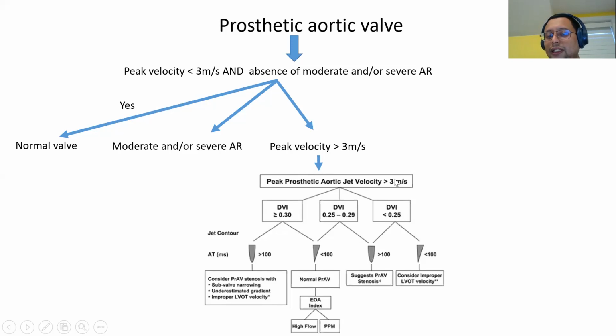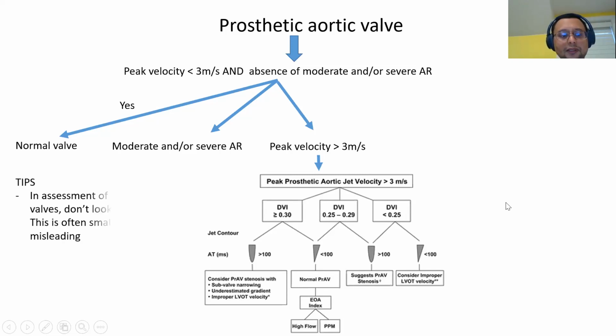Let's say the peak velocity is more than 3 meters per second, but your dimensionless index is 0.32, which is normal. And your acceleration time is 70 milliseconds and triangular, also normal. So you see that now everything seems to be normal. Then you calculate your effective orifice area, and your effective orifice area index. It is 0.7 centimeters squared per meter squared, and you know that is small for the valve. So that is patient prosthetic mismatch. I will give you an example later.